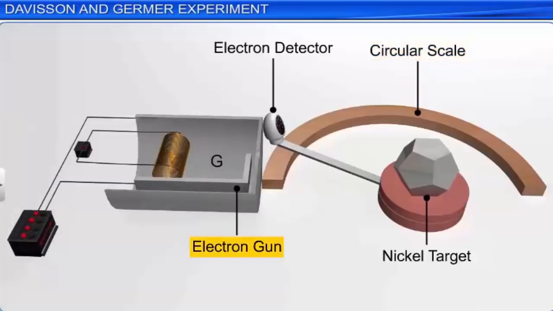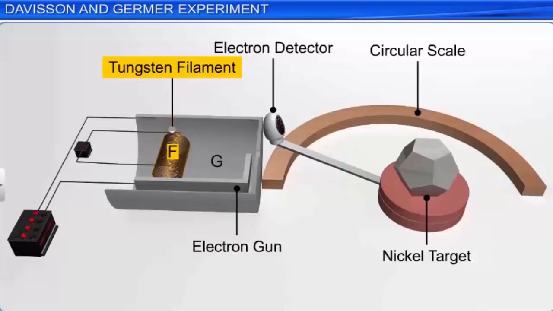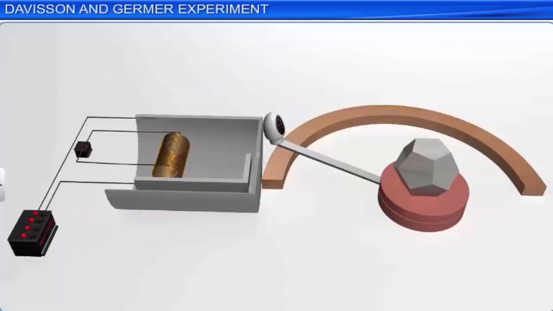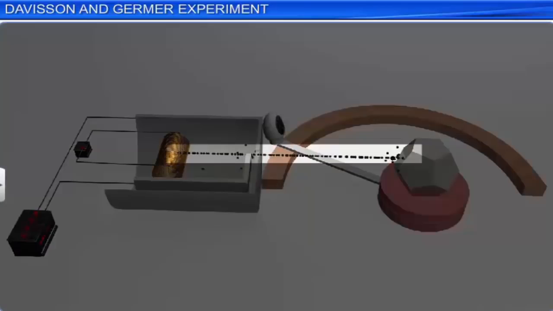The electron gun G is used to produce a beam of electrons. The electron gun constitutes a tungsten filament F coated with barium oxide and can be heated with a low voltage power supply. Electrons are emitted by the filament, and these are accelerated at a desired velocity by applying a suitable voltage from a high voltage power supply. The electrons thus emitted are passed through a cylinder with a pinhole along its axis, producing a fine collimated beam.